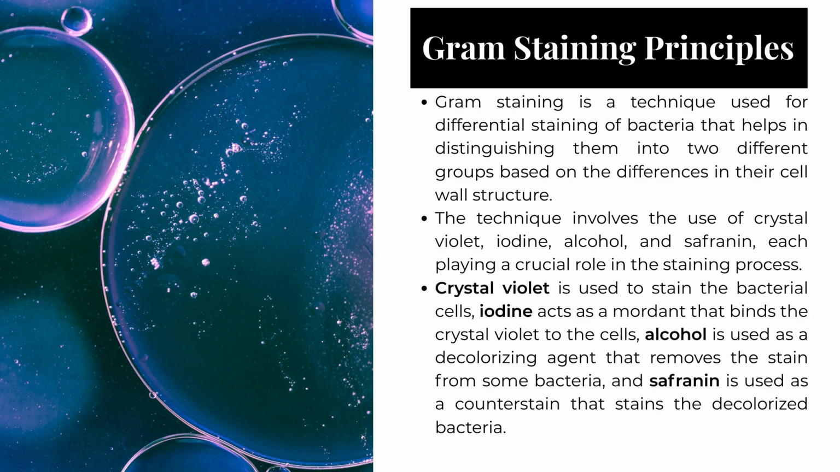Iodine acts as a mordant that binds the crystal violet to the cells. Alcohol is used as a decolorizing agent that removes the stain from some bacteria, and safranin is used as a counterstain that stains the decolorized bacteria.